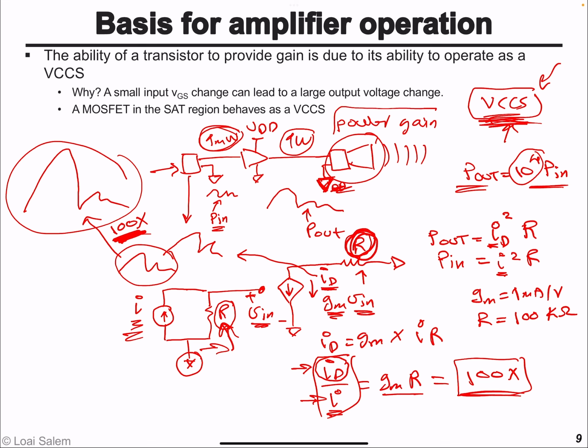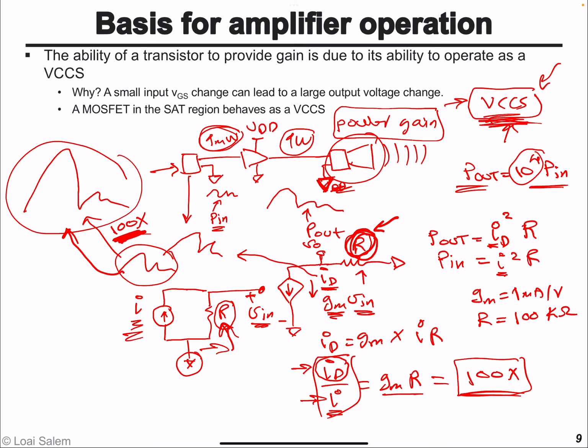So my point here is that the secret behind a circuit being able to provide power gain is its ability to work as a voltage controlled current source. It takes the small signal, amplified 100 times or whatever current gain it provides, and we multiply that by the equivalent load resistance, and we get the output voltage signal that will be applied to the speaker.